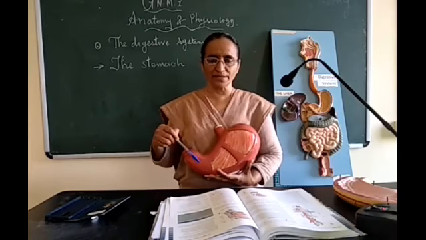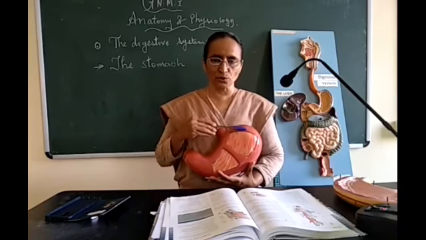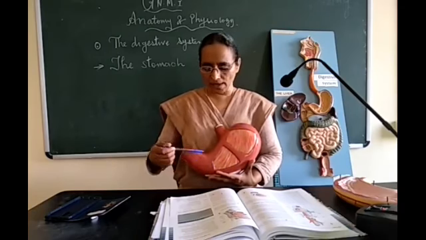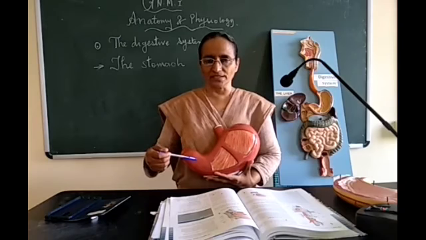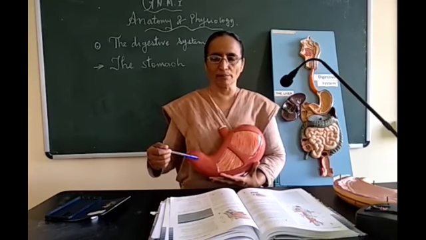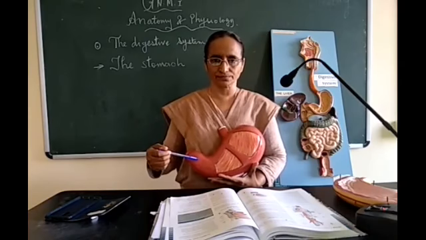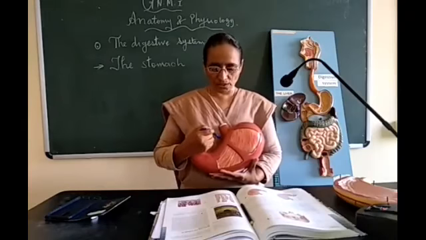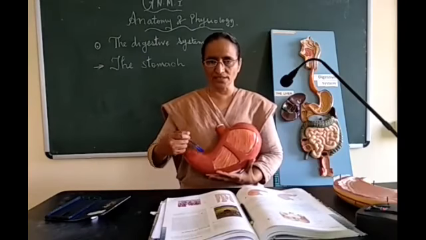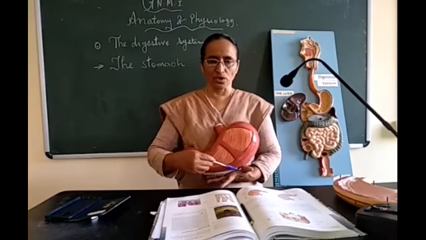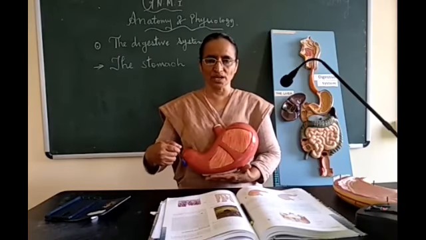The stomach is divided into three parts. The upper portion is known as the fundus, the middle portion is known as the body, and the part that joins with the duodenum is known as the pylorus or pyloric antrum. It has two curvatures. This is known as the lesser curvature, and the outer curvature or the bigger convex portion is known as the greater curvature.